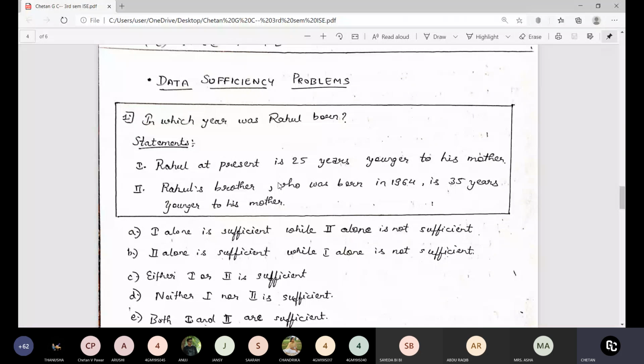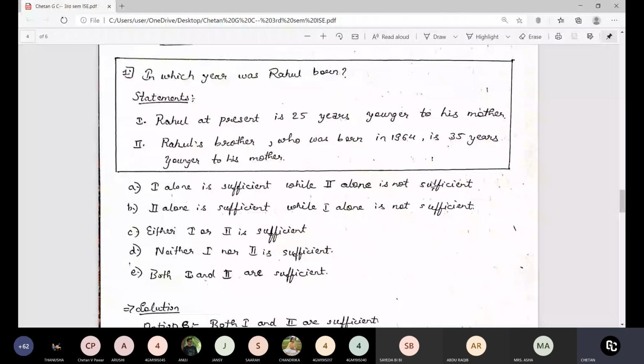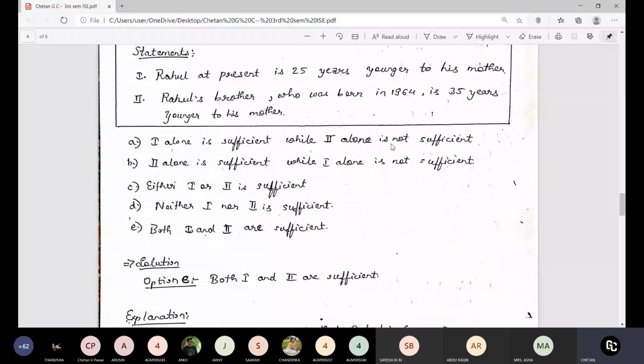So here, from both the first statement and the second statement, we can find that Rahul is 10 years older than his brother by subtracting his present age from his brother's age, that is 35 minus 25, 10. They had given that Rahul's brother was born in 1964. If he is 10 years older than him, then he will be born in 1954. So statements 1 and 2 together are sufficient to answer the question. So option E is the correct answer. Both 1 and 2 are sufficient.